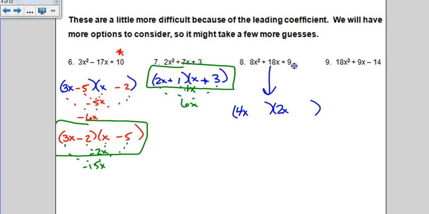Okay, let's look at the last number. I have to multiply two things to get a 9. Well, it could be 9 and 1, or it could be 3 and 3. Again, I'm thinking 9 and 1 is just going to be too big to make this problem work. So let's try a plus 3 and a plus 3 and see what happens.